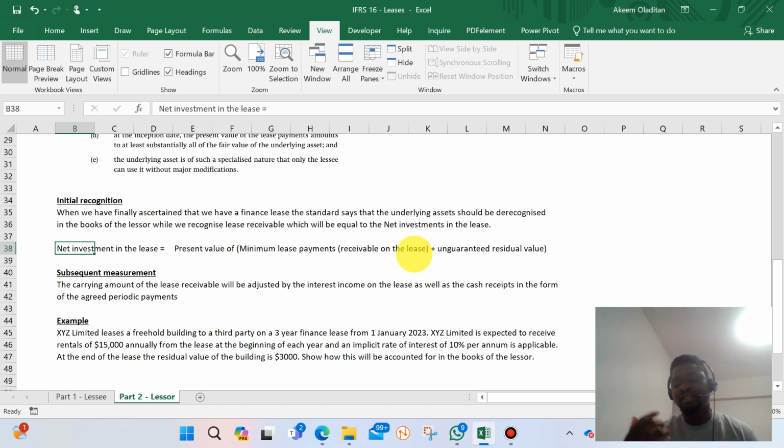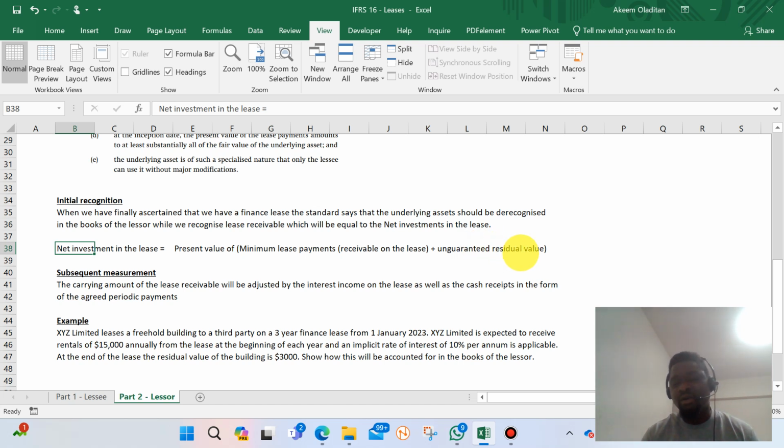That is, when you lease a property, plant and equipment to a third party, you expect to receive some payment, a periodic payment over a period of time. Maybe every year you are receiving $5,000 on the asset as lease rental. Those are the minimum lease payments for those number of years that you want to lease the property for, plus the unguaranteed residual value. We say it's unguaranteed because that value might exist or might not exist.